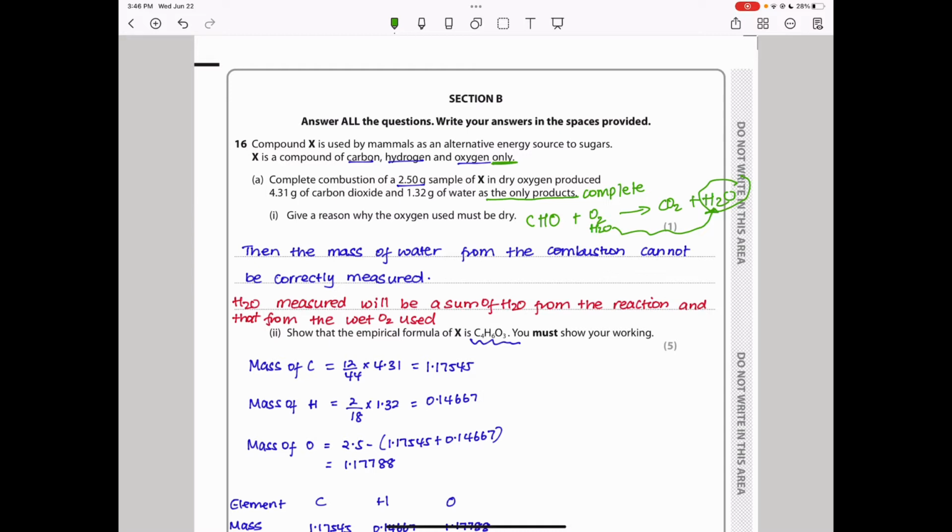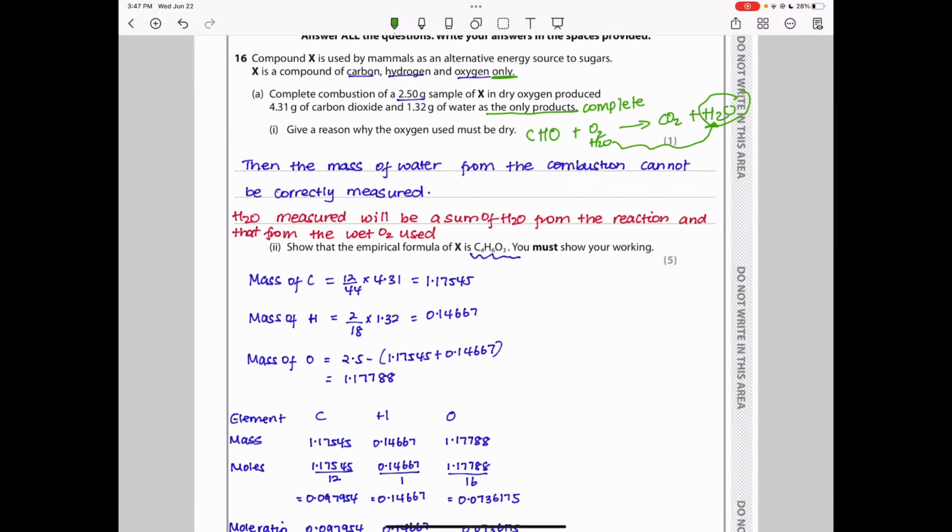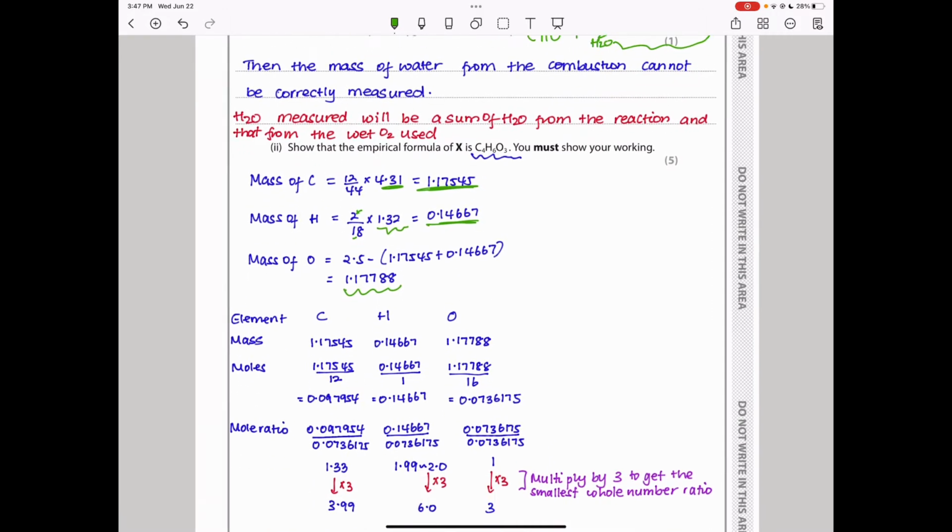Question 2 says, show that the empirical formula of X is C4H6O3. You must show your working. From the results given, we know the mass of carbon dioxide produced and the mass of water produced. We can use the mass of carbon dioxide to determine the mass of carbon: 12 divided by 44 times 4.31 gives us the mass of carbon. Then 2 over 18 times the mass of water gives us the mass of hydrogen. To find the mass of oxygen, it will be the mass of the organic compound minus the sum of the mass of carbon and hydrogen, giving us 1.17788 as the mass of oxygen.